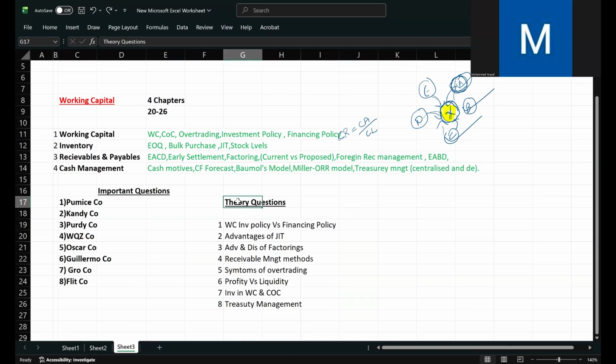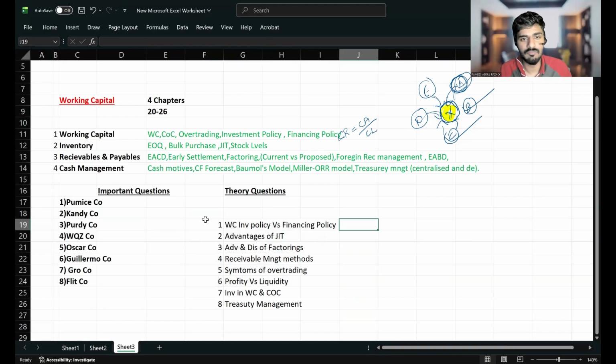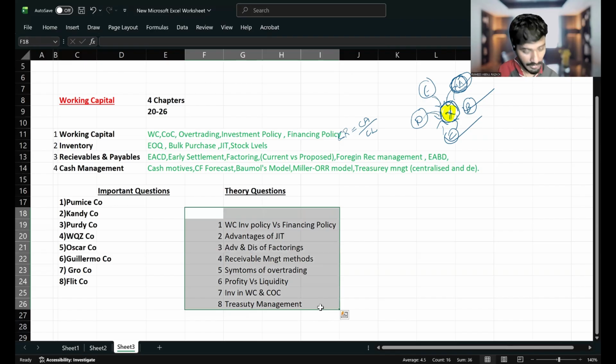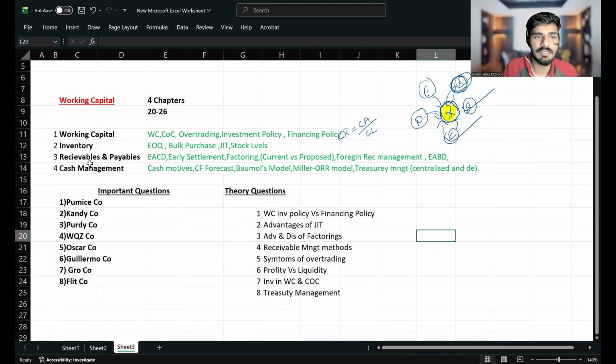Sir, can you say something about invoice discounting? Oh, sorry, I forgot it actually. It's an important method, invoice discounting. Thank you. Since I'm also a human being, I can also make mistakes. It belongs in receivable management. You have to learn one more thing.